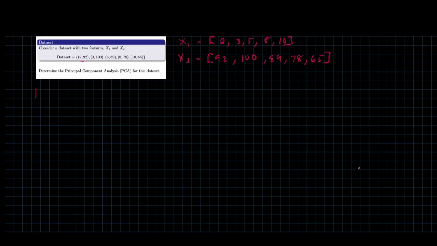Now the first thing you want to compute is the mean. You will see why shortly. So the mean for the first set is simply going to be add up everything and divide by 5. It's going to give you 5.6. And the mean for the second one, add up everything, divide by 5, like a normal average, gives you 84.8. Now I'll simply write it in vector form. It will be 5.6 and 84.8.